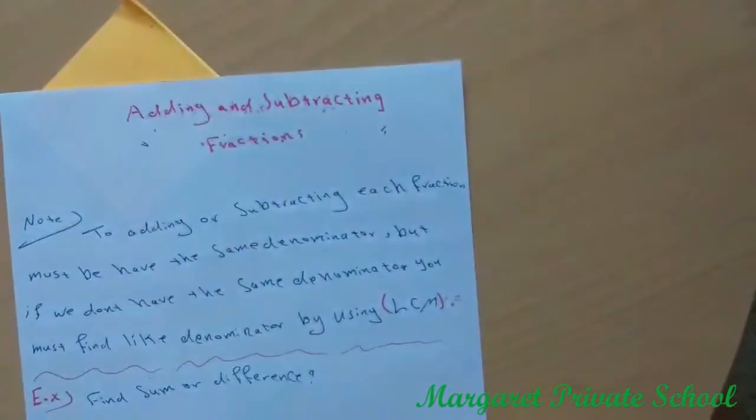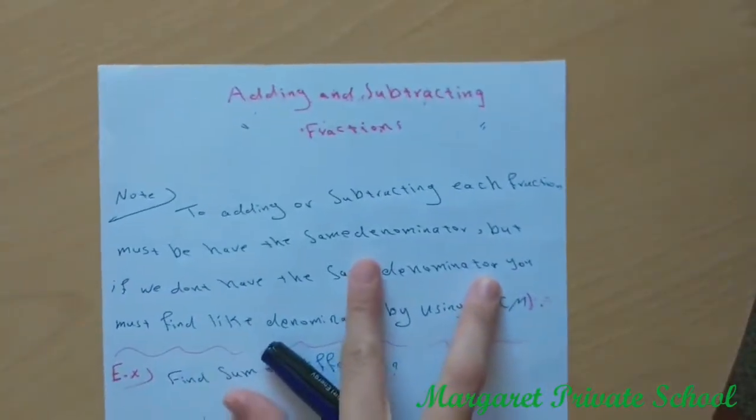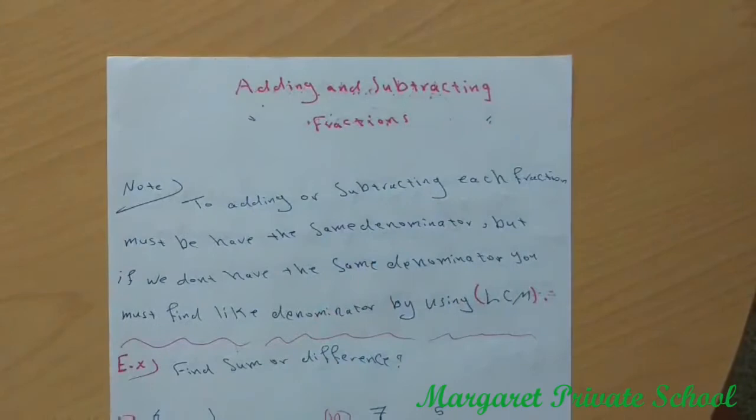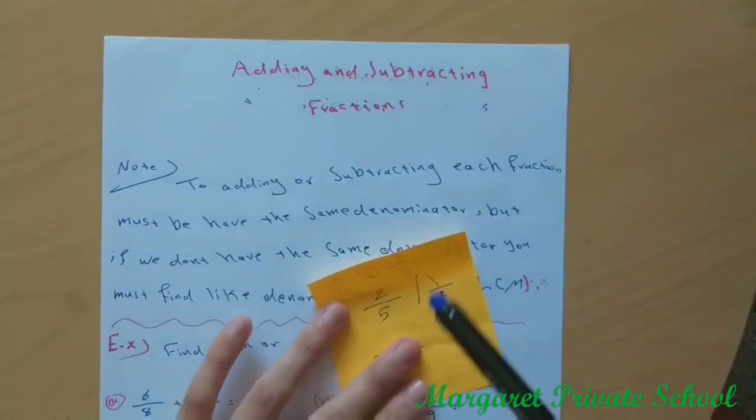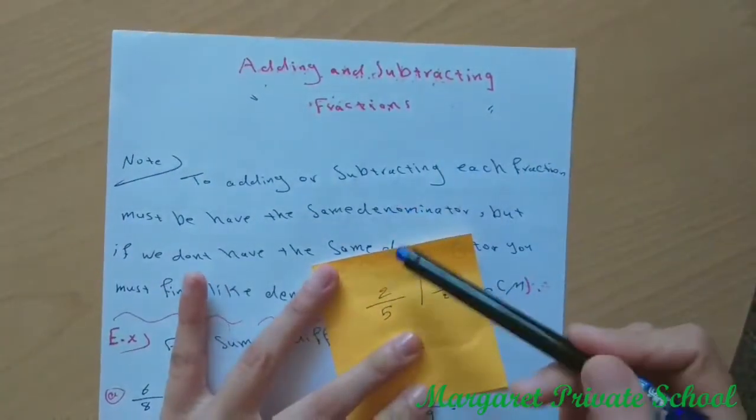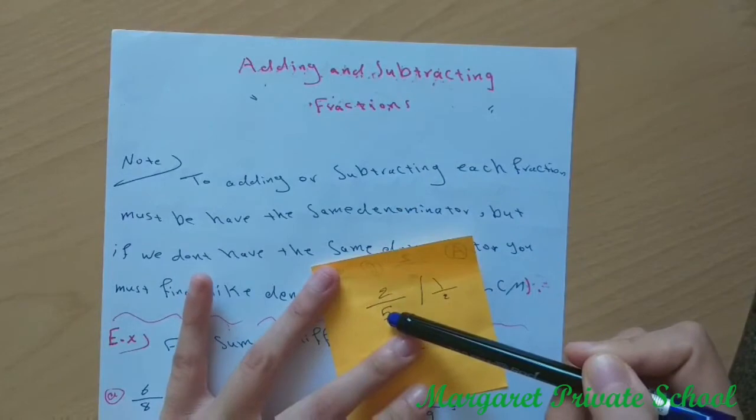If you all remember from the previous lesson, we talked about fraction numbers and which number is called a fraction number. If any number can be written as A over B, when B is not equal to 0.